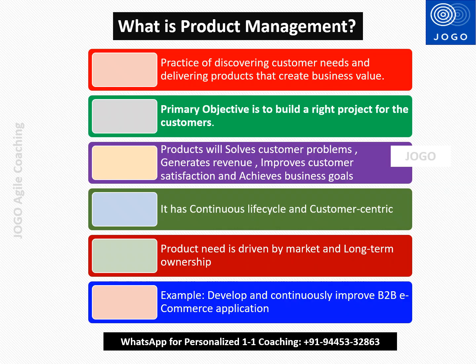Now let us understand what is product management. Product management is a practice of discovering customer needs and delivering a product that creates business value. The primary objective is to build the right product for the customers. Products will solve customer problems, generate revenues, improve customer satisfaction and achieve business goals. A product has a continuous life cycle and is customer centric.